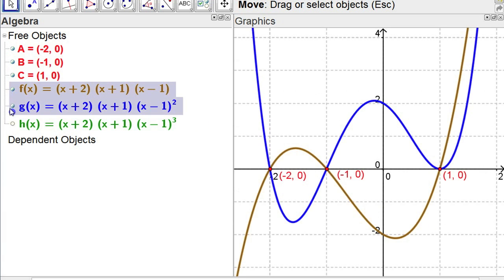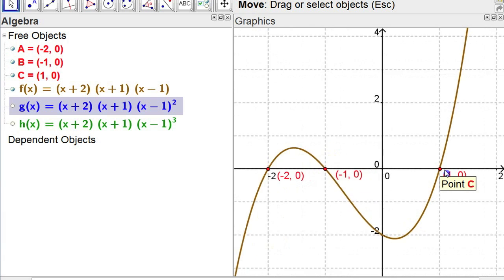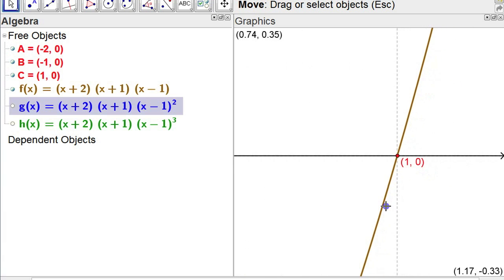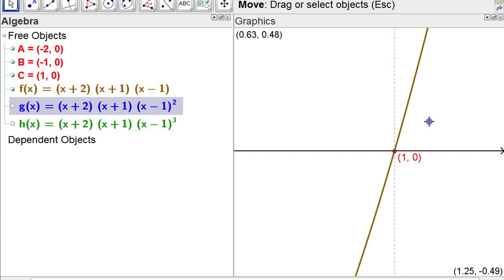Now, believe it or not, this one only occurs once. If you zoom in on that, guess what it looks like? It looks like a line crossing at 1 there. This is a degree 1, right? Single root looks like a line. Single root looks kind of like a line at that point. Double root looks like a parabola at that point. Triple root looks like a cubic at that point. All right, so that maybe is a way to keep it straight in your mind.